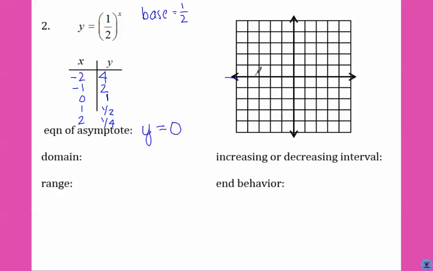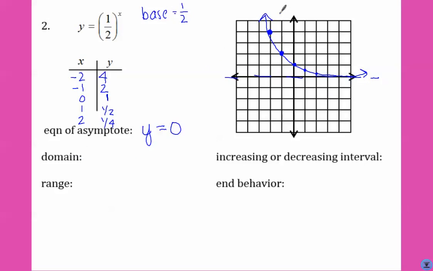Let's draw that in. And let's graph these. -2, 4. -1, 2. 0, 1. 1, 1/2. And 2, 1/4. Now I came pretty close there. Let's try. You want to always try and make sure that your graph does not touch your asymptote.